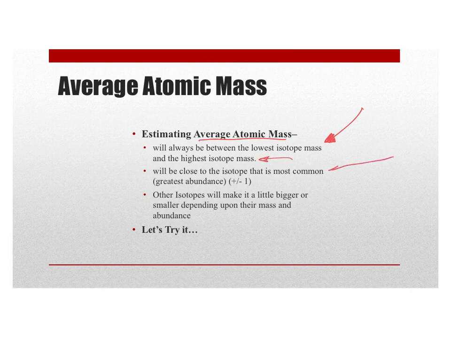We also know that it's going to be close to the isotope that is most common, that has the greatest abundance. And then we can adjust that one. Once we figure out that it's close to that one, we can make it either a little bigger or a little smaller than that, depending upon the mass and abundance of the other isotopes. Okay, so let me show you what we mean by this.